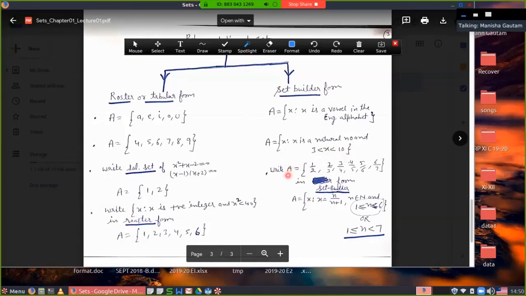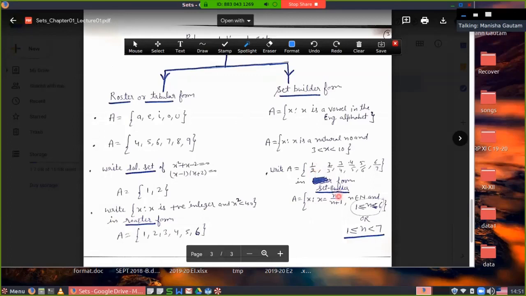Now here is another way. Write A is equal to 1 by 2, 2 by 3, 3 by 4, 4 by 5, 5 by 6, 6 by 7. These elements as a set builder form. It means I have to write down these elements as a rule form. In the words form, which rule do I have to follow? A is equal to x is a set of all elements x such that x is equal to n upon n plus 1. You can see here numerator and denominator. Numerator is less than denominator by 1.